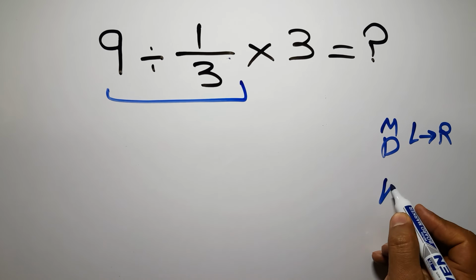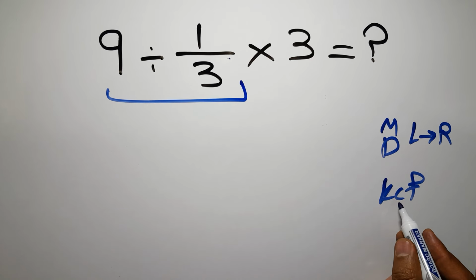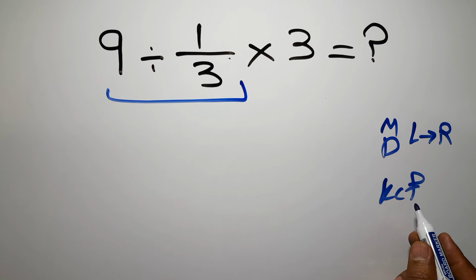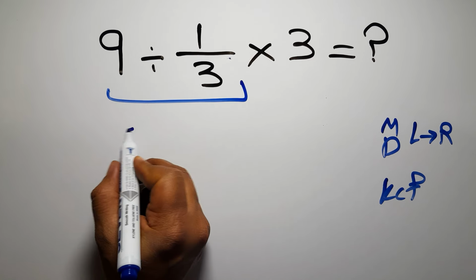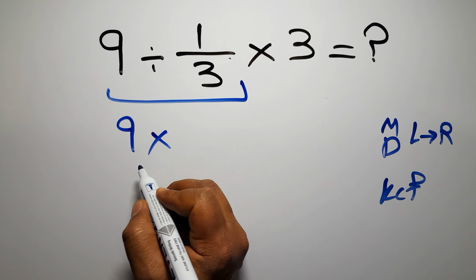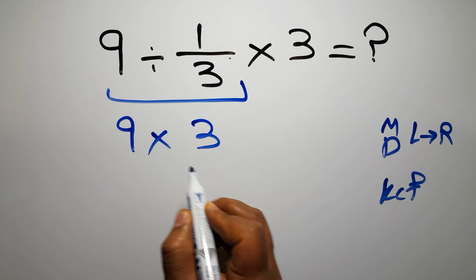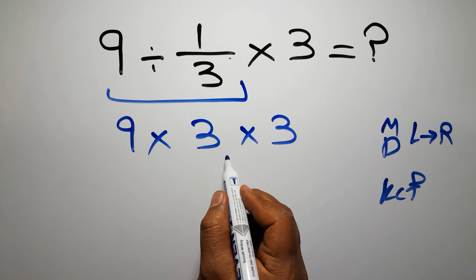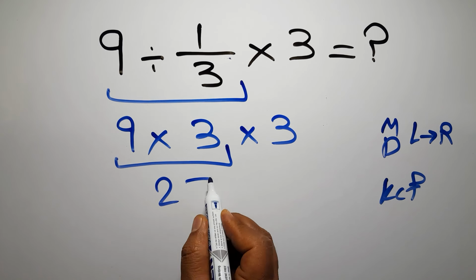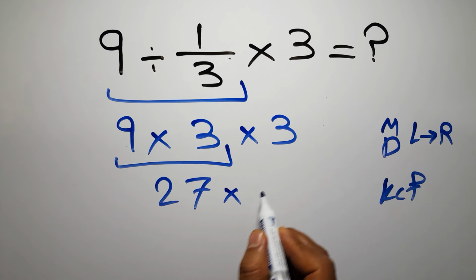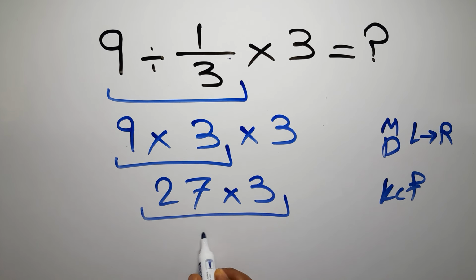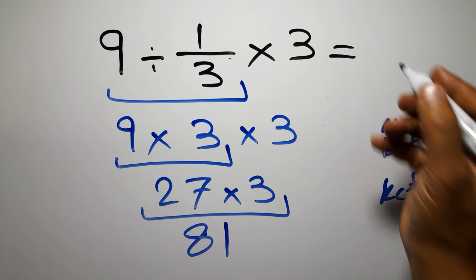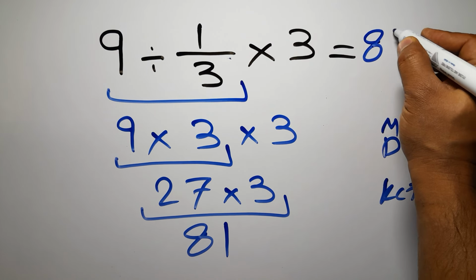According to the KCF rule, K stands for keep, C stands for change, and F stands for flip. We can write: keep the first fraction, change division to multiplication, and flip the second fraction. And here we have times 3. 9 times 3 gives us 27, and 27 times 3 is just 81. And this is our final answer to this problem. The correct answer is 81.